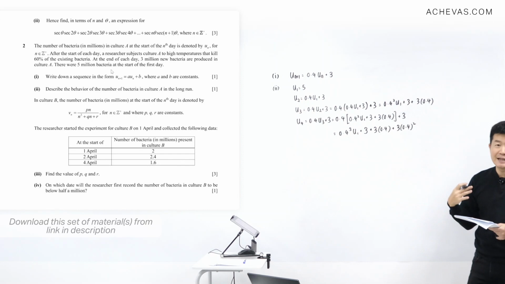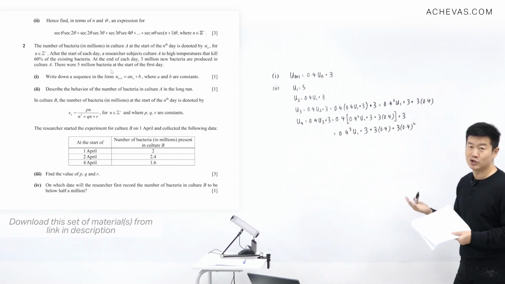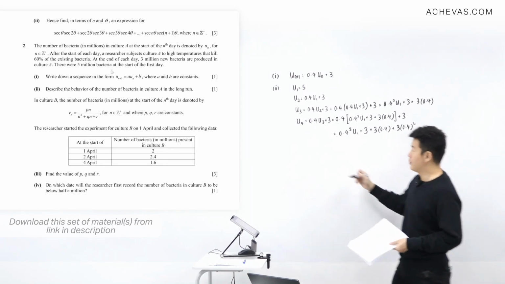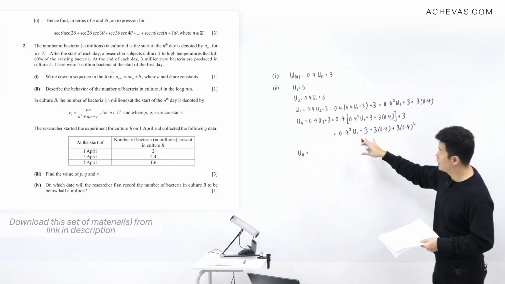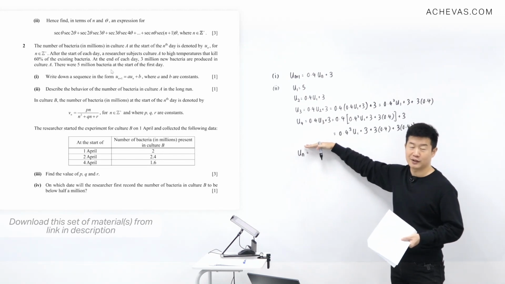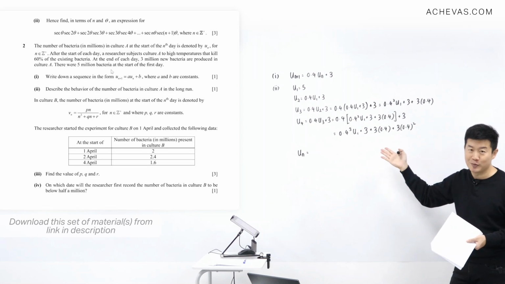In fact, I am already seeing a pattern. Here it seems like it's going to become a GP. I can probably stop here and make a prediction for Un. If it is not sufficient for us to see a pattern, maybe it will be all right to just write down a U5. But of course, for a 1 mark question, we are really writing too much over here.